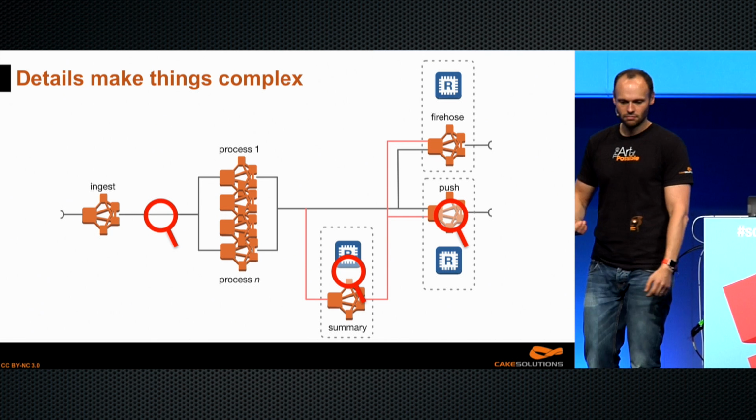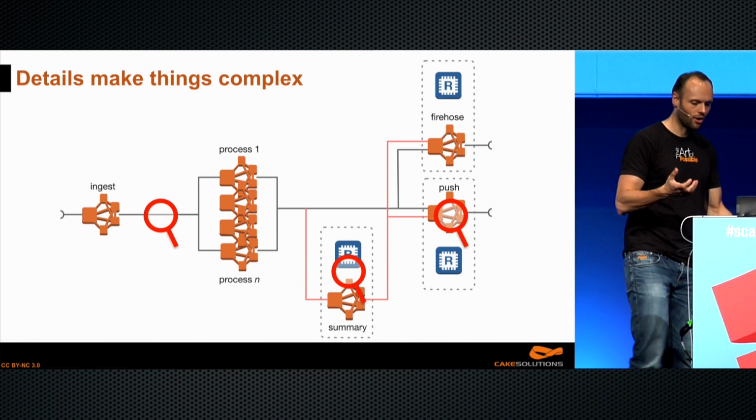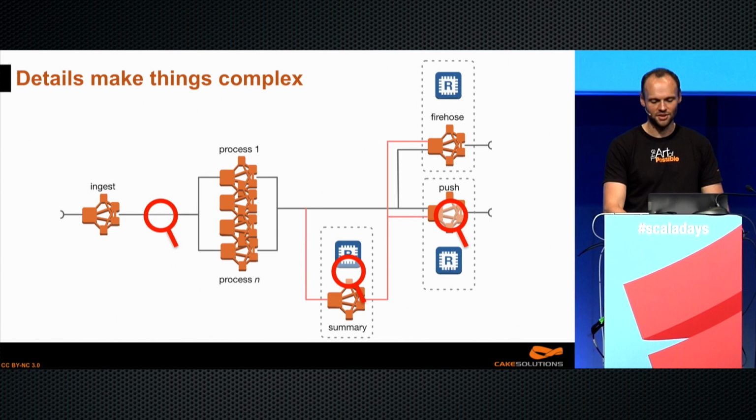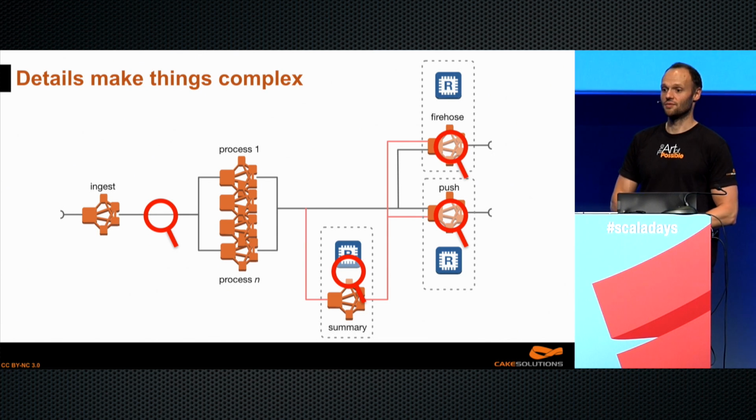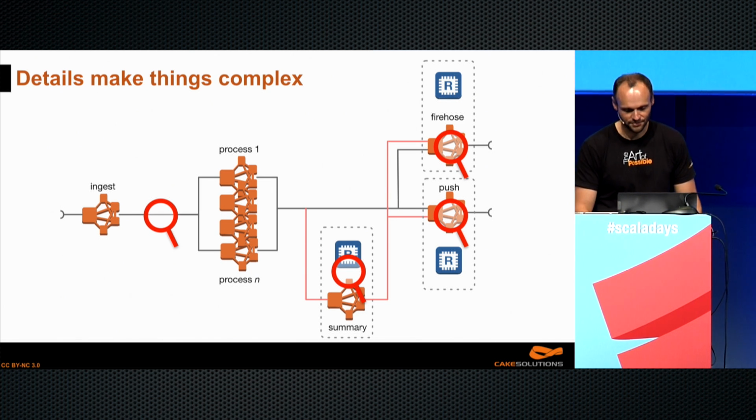In the push service, again, we need to see how we can deal with back pressure in a reasonable way. And similar story for the Firehose service. How do we group things? How do we group these recorded requests so we don't overwhelm our clients?